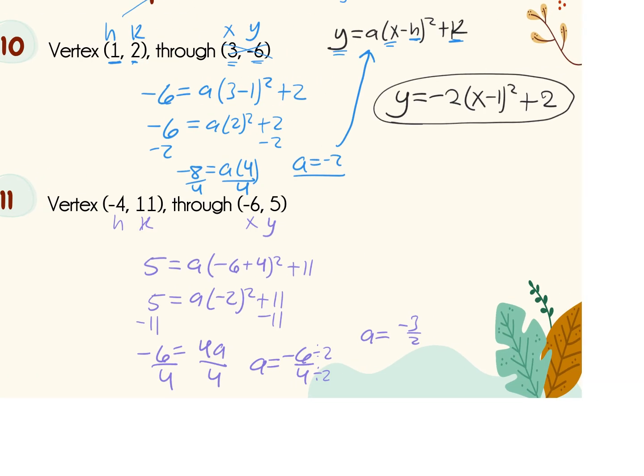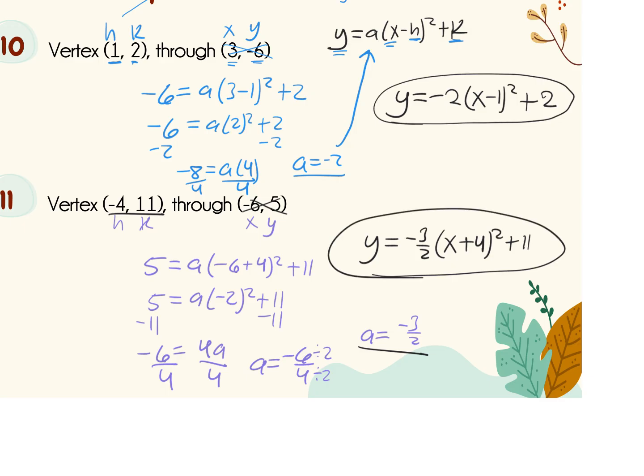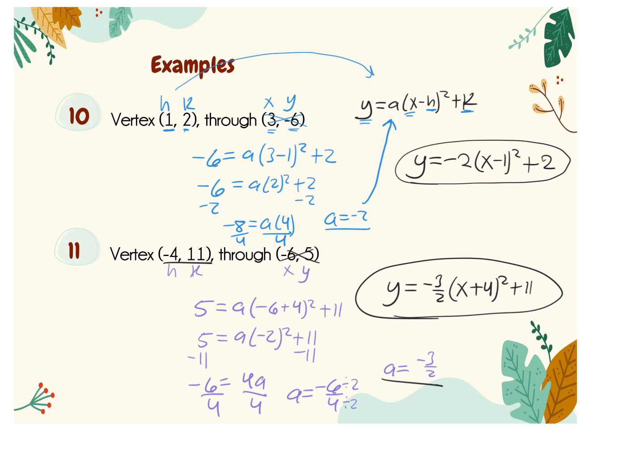All right, so then once again, I'm going to plug that into our equation, right? We still need the h and the k, and I need the a, but once we have the a value, I don't need that point xy anymore, right? So what we're going to do is we're going to say y equals -3 over 2 times x minus h squared. So x minus -4 is x plus 4 squared plus 11.